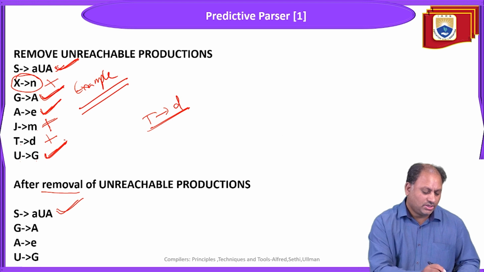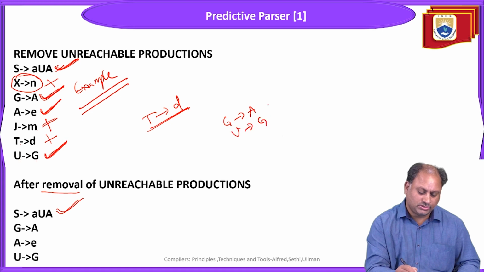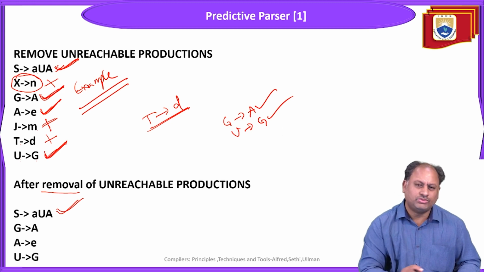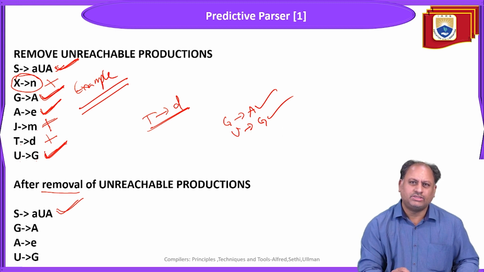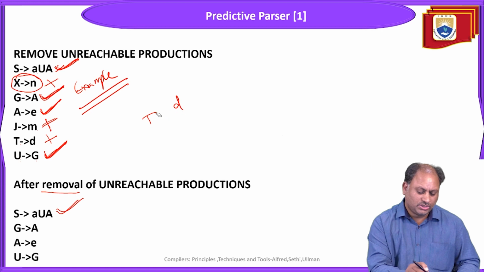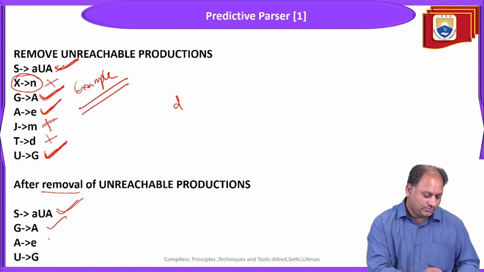Why? Because capital G derives capital A, capital U derives small g. So there is a dependency that arises in both the cases. So we considered a capital U with capital G. So that's why this is to be considered. So if you observe the given productions, that's why we kept these 4.